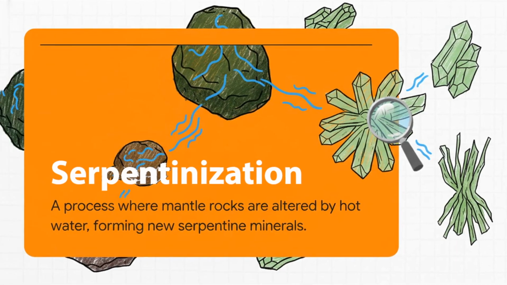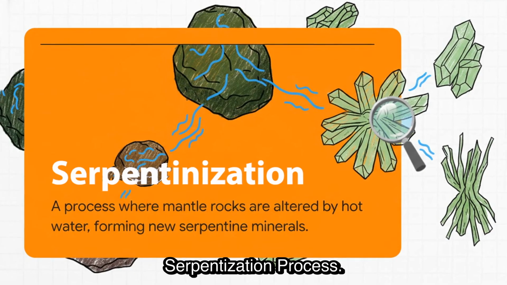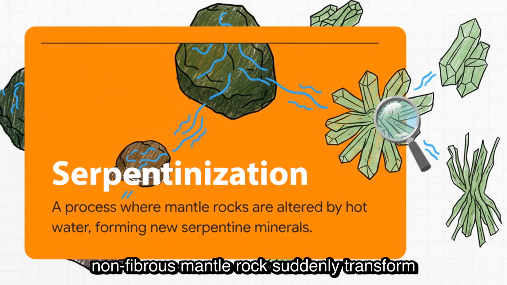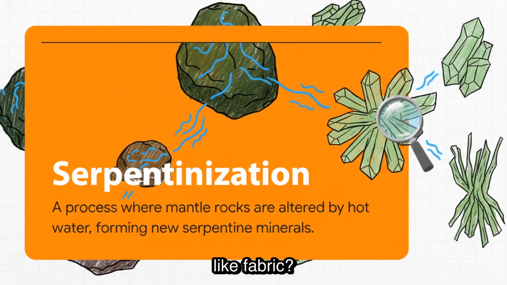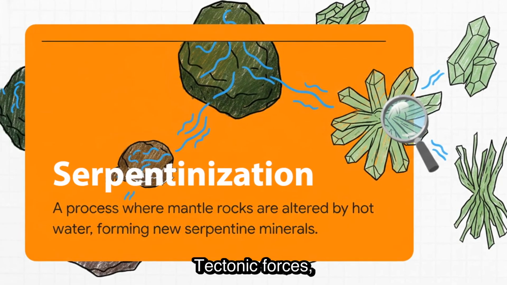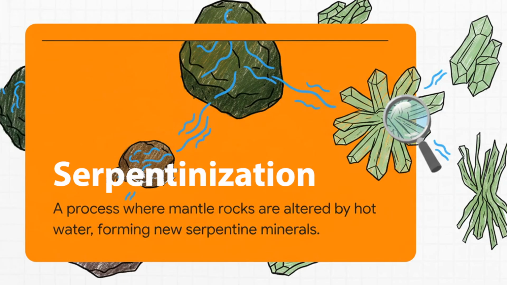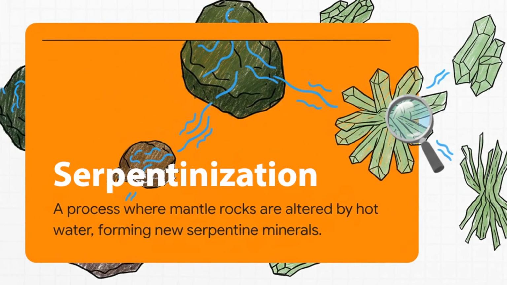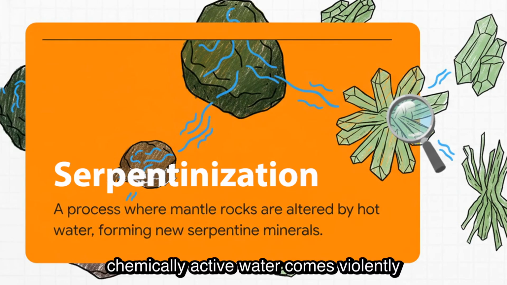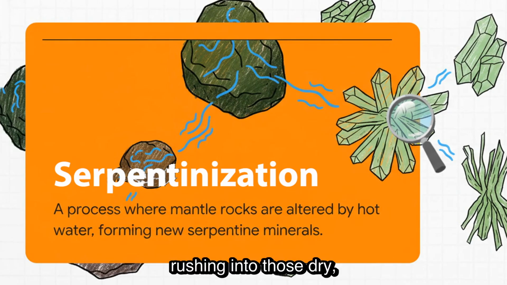Chapter 2. The hydrothermal catalyst and the serpentinization process. So how does this bone-dry, non-fibrous mantle rock suddenly transform into something we can weave like fabric? It takes a massive, violent geological trigger. Tectonic forces, subduction, massive faulting, literally crack the Earth's crust. These fractures open up pathways, and suddenly hot, chemically active water comes violently rushing into those dry, ultra-basic rocks. We're talking blistering hot water, somewhere between 200 and 500 degrees Celsius.